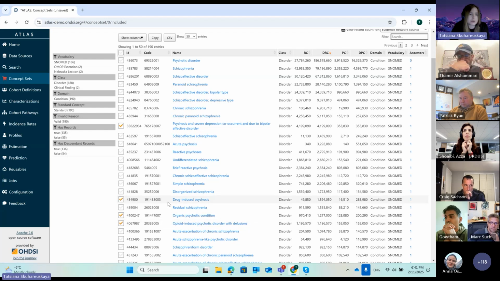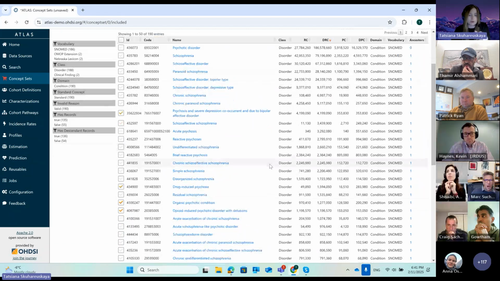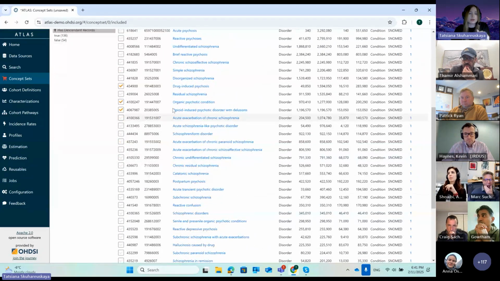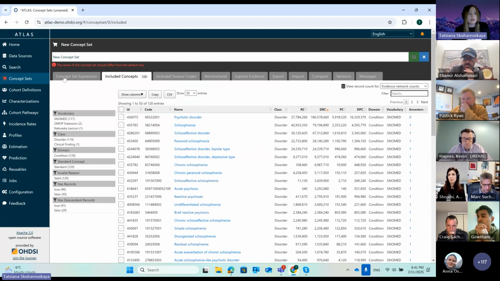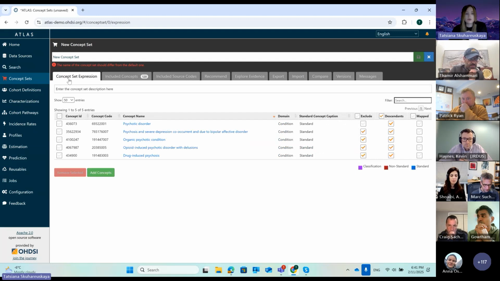For the purpose of this tutorial, I'm going to stop here. But of course, when polishing the concept set, I will want to look through other codes as well. What we want to do with those is go down and exclude them as well as their descendants. I'm going to click Add. And now when I go to concept set expression, I see our initial code, psychotic disorder, as well as those that we decided to exclude.